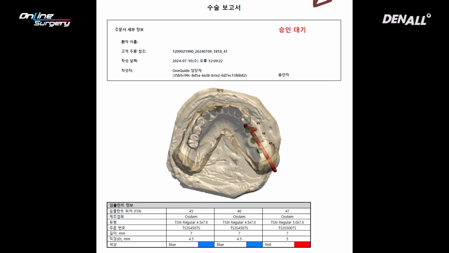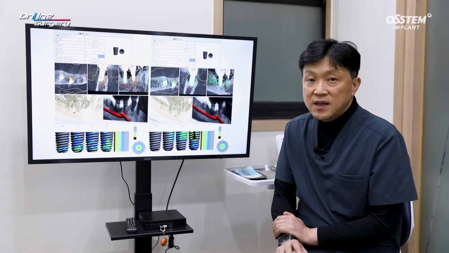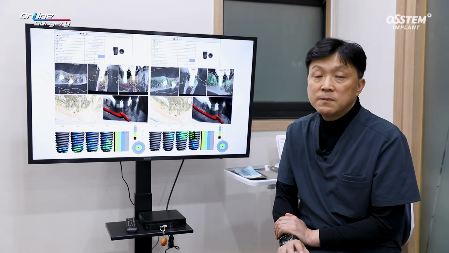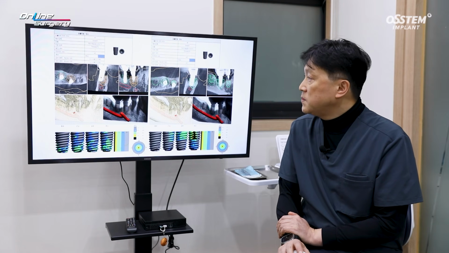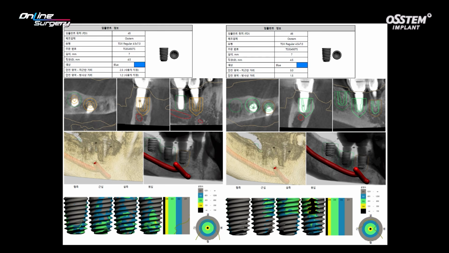That is why I decided to use OneGuide, removing implants from number 45 and number 46, and placing shorter implants a little deeper. I used TS3 with the diameter of 4.5 and the length of 7 millimeters and performed GBR. Same implant for number 46 as well.